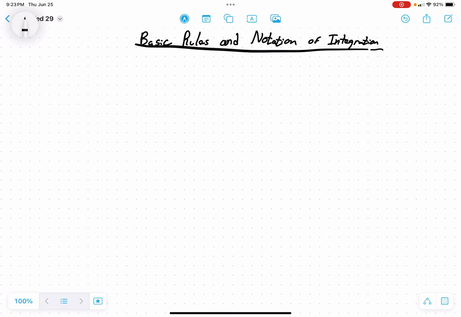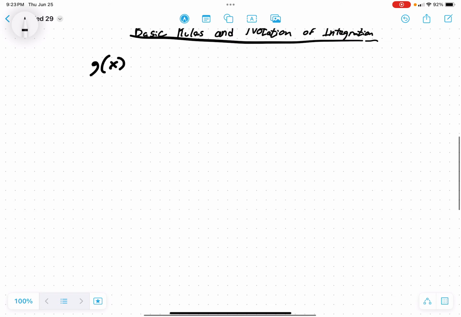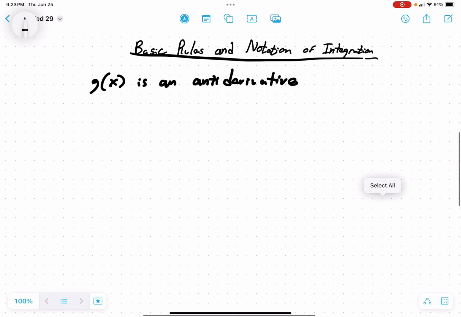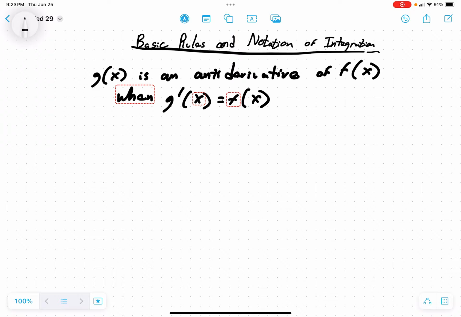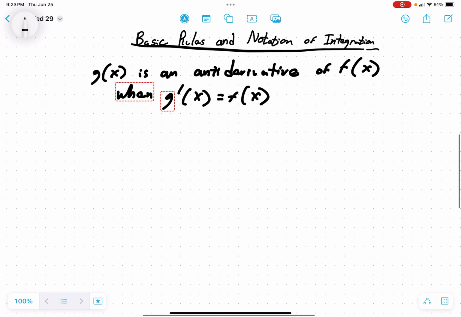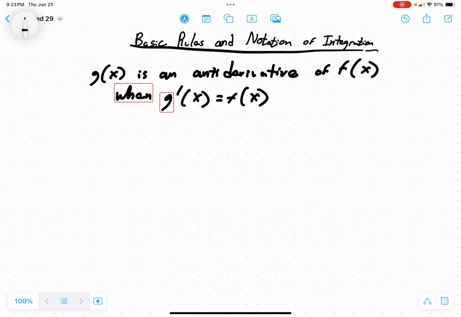So let's look more closely at what an antiderivative is, and I'm going to write the following statement. G of x is an antiderivative of f of x when g prime of x equals f of x. And that makes sense, and we'll see why in a second.